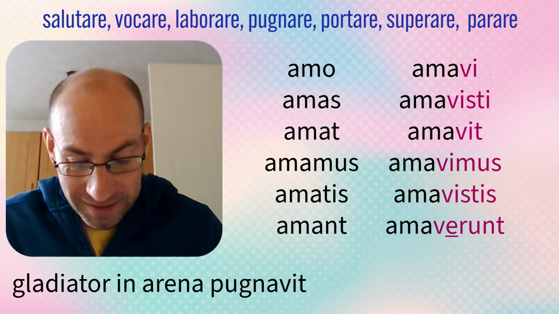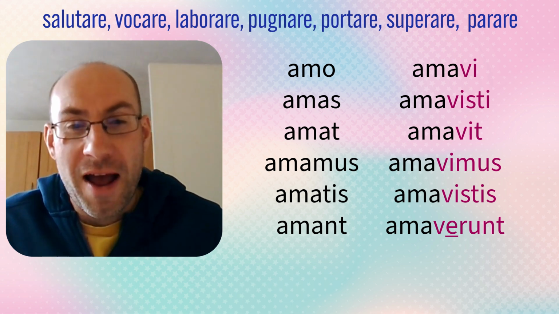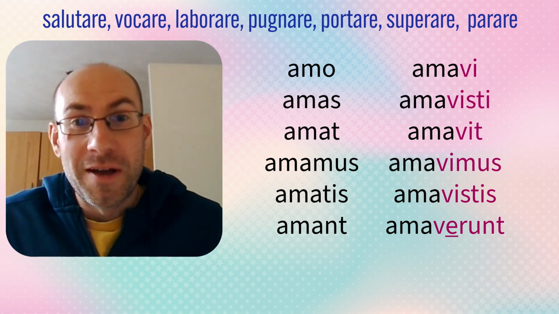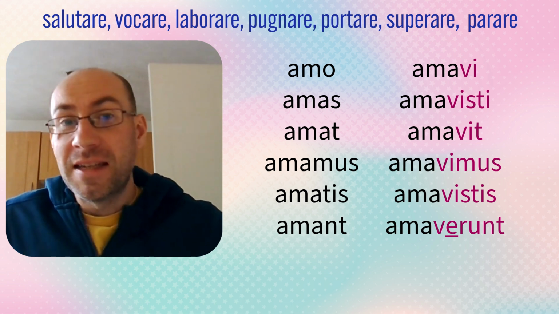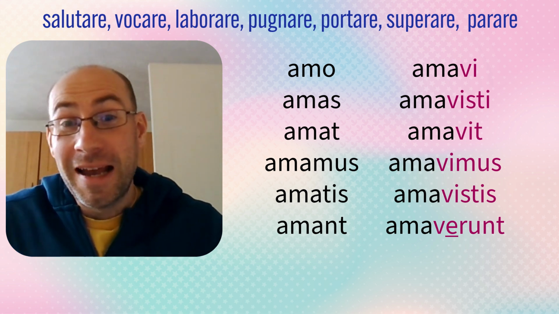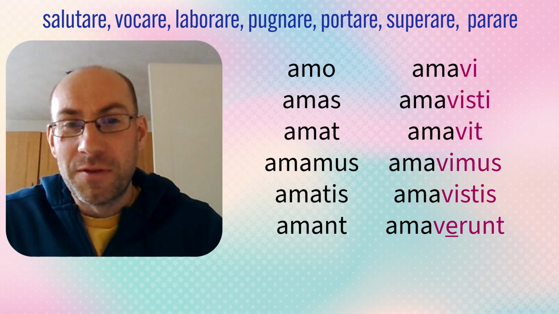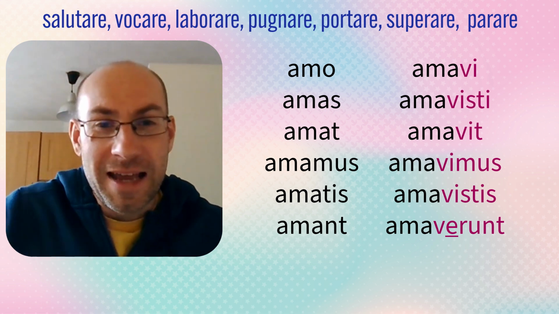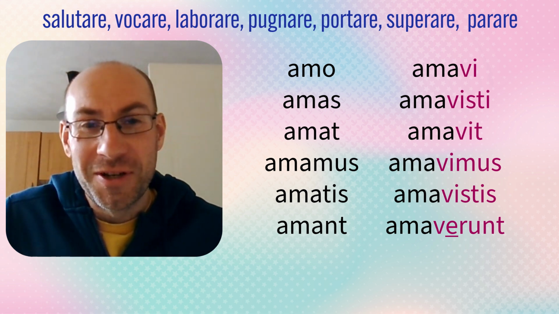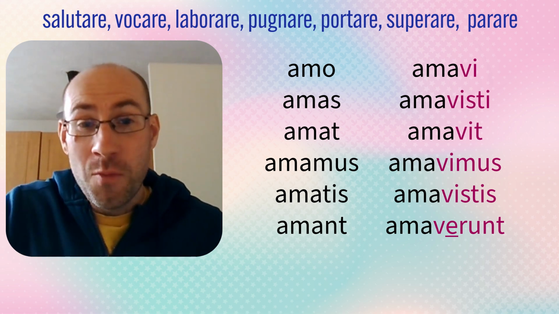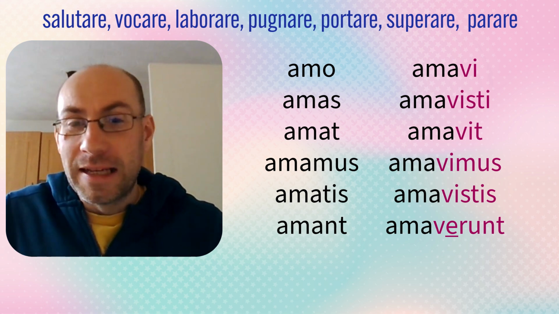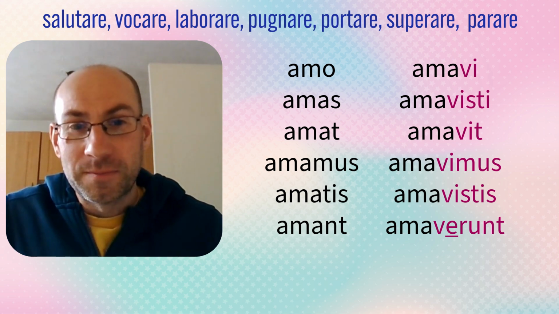Okay, very well done. Let's go to superare, to overcome, be superior, to defeat. So, the gladiator defeated the lion. And the lion is leo. What's your accusative going to be? I'll give you a tip, it's going to get an N. Third declension. Leonem. From leo, nominative, leonem. The gladiator defeated the lion in the arena.